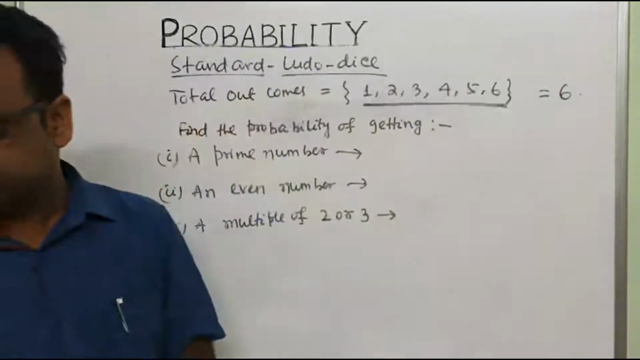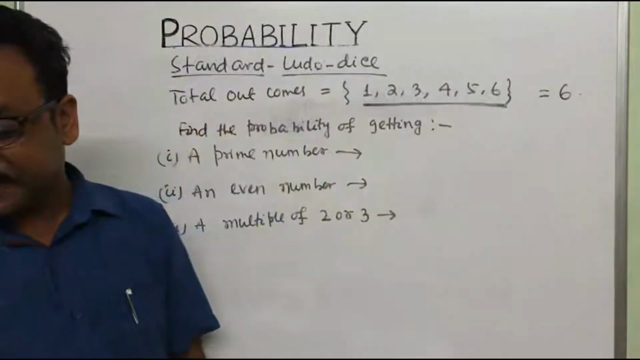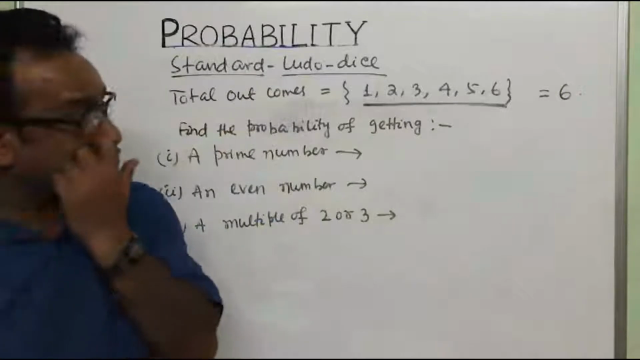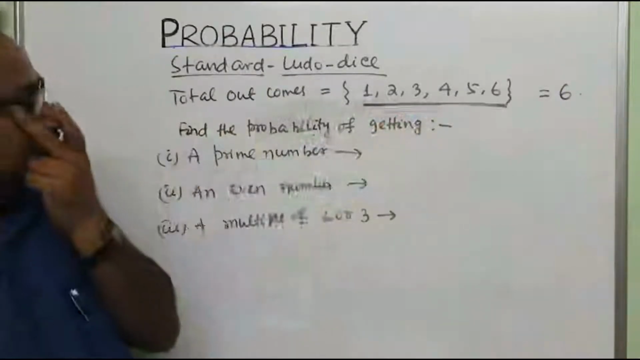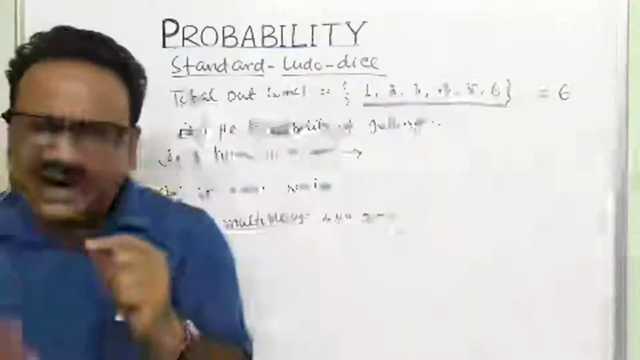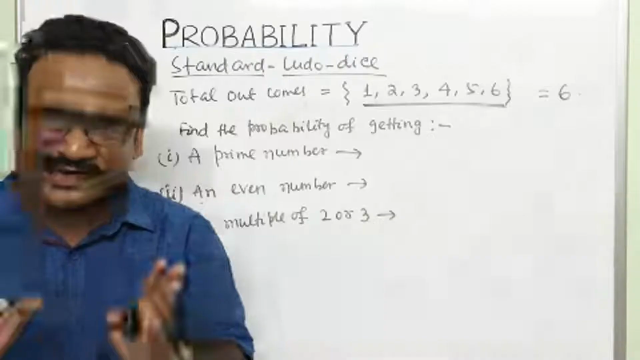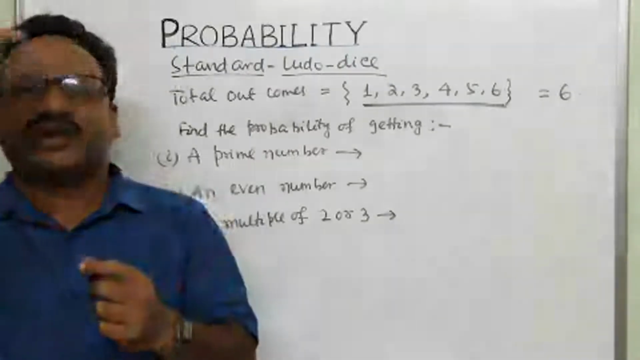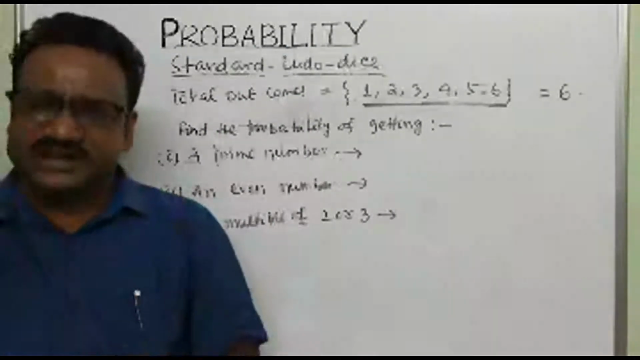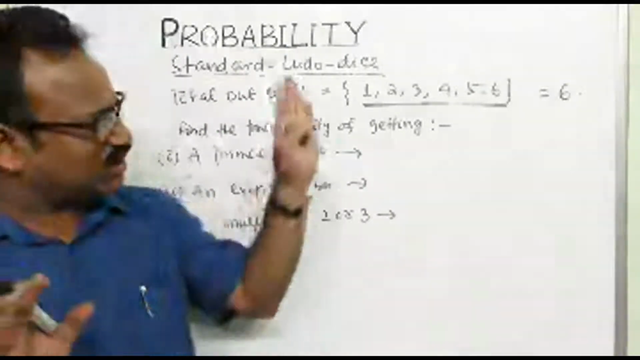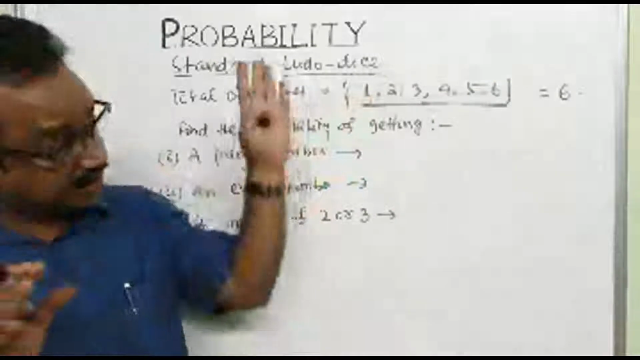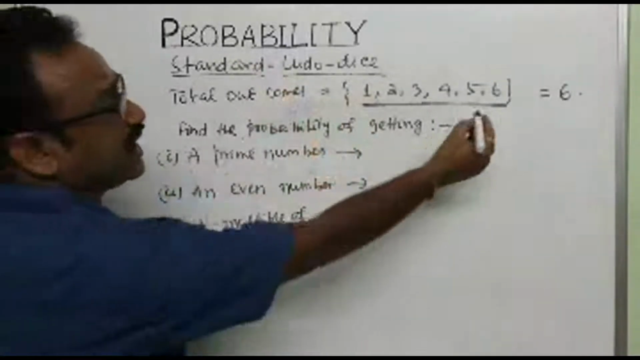Now see. Total outcome 6. If 2 dice are there, 6 square, 36. 3 dice, 6 to the power 3, 36 into 6, 216. So I will not go to 3 dice. We only do 2 dice, 6 square, 36. Now for the single dice, total outcome 6.